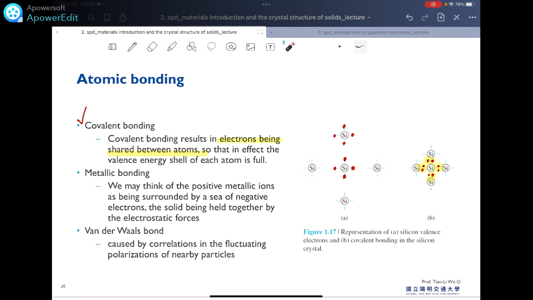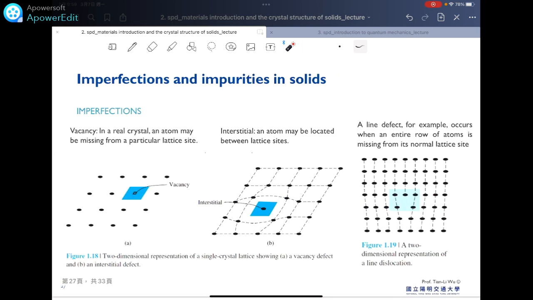Okay, so that is covalent bonding. For metallic bonding, which is just related to metal, we will quickly go through. This is positive metallic ions surrounded by a sea of negative electrons, solely held together by the electrostatic force. That's the basic definition of metallic bonding. We also have van der Waals bonds, caused by the correlation in the polarization of nearby particles. We won't talk about van der Waals here, because that's a really special case. But in some advanced material systems for semiconductors, like 2D systems, sometimes they will discuss van der Waals bonds.